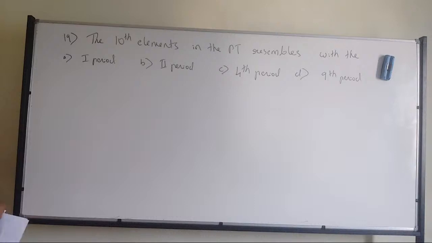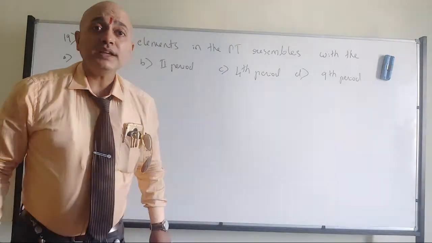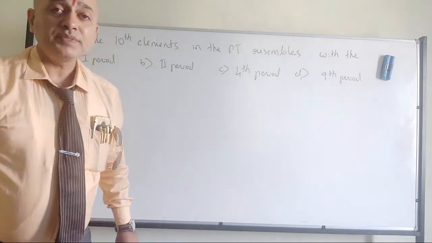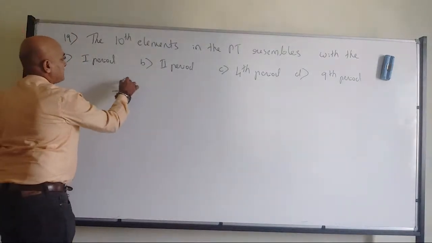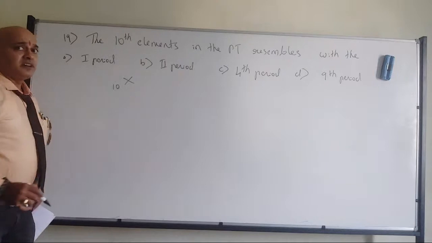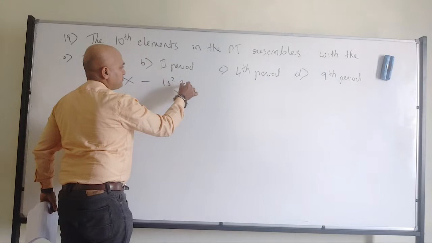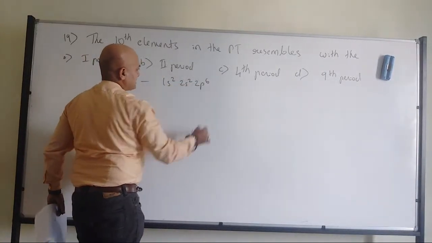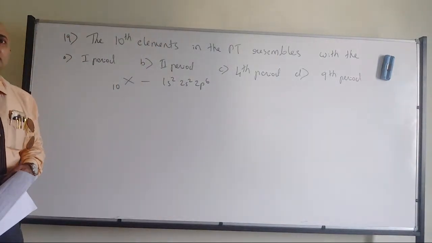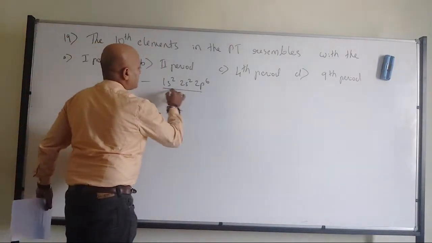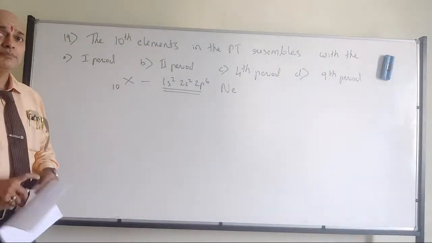Right? Now when I am telling the 10th element in the periodic table, that means I am talking about the element having atomic number 10. So if I write the electronic configuration, it will be 1s2, 2s2, 2p6. So 10 electrons are done. So I am talking about the element neon.